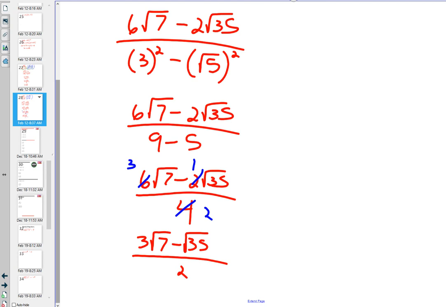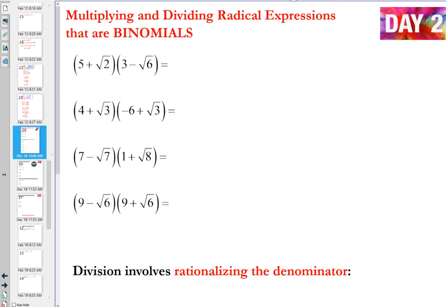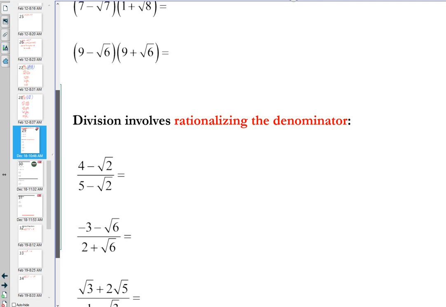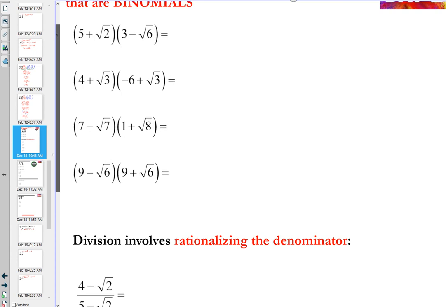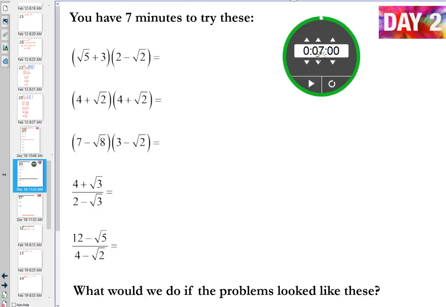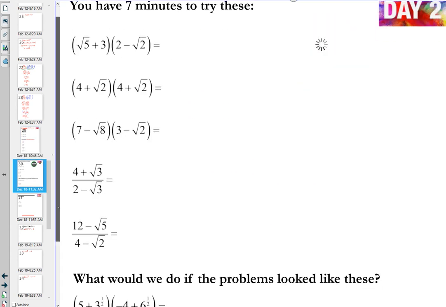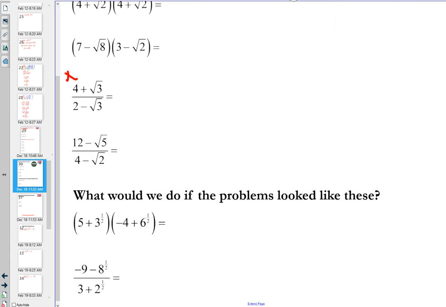Maybe we do 1 or 2 more. Let's go for the. Do that one there.